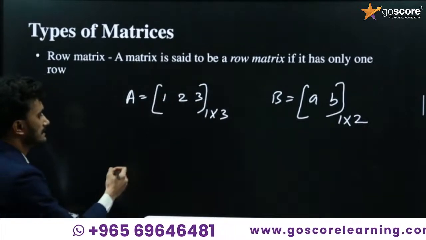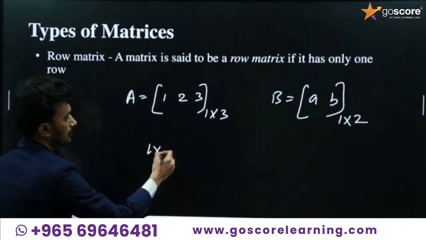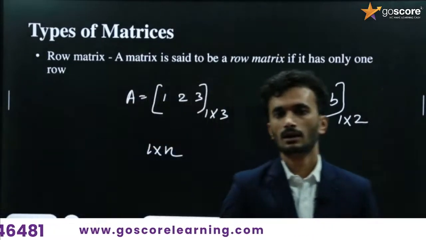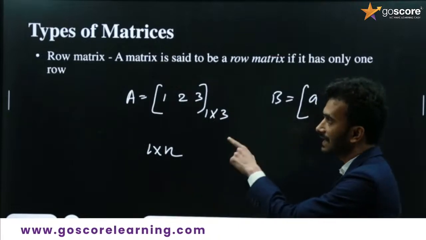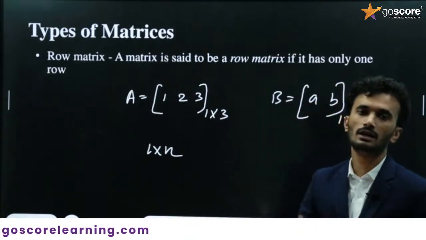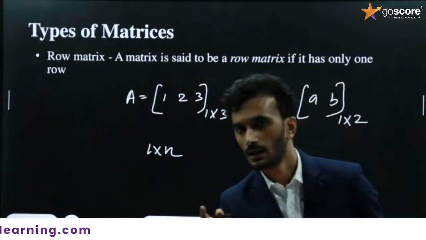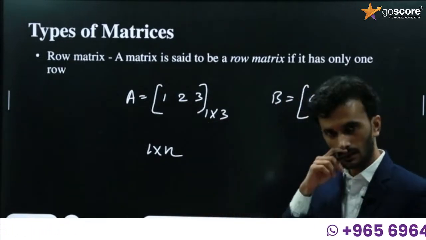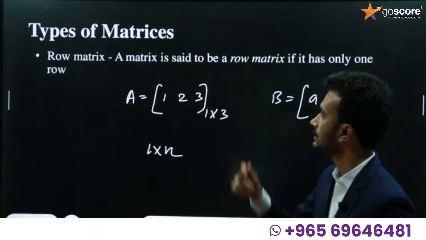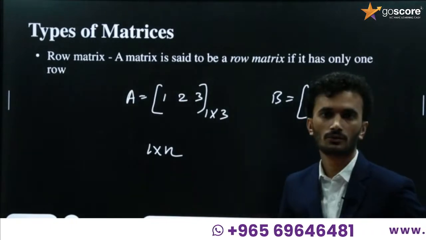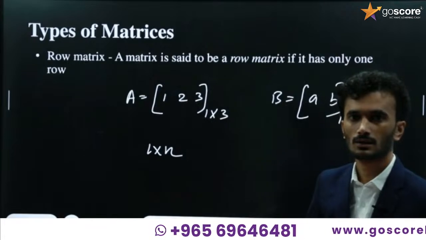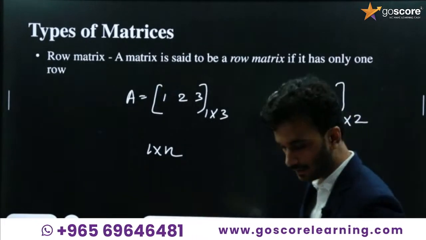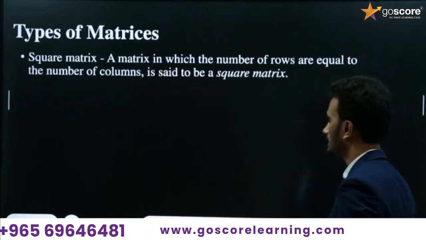So generally, any matrix in the order of 1 by n, we can say that it is a row matrix. Only one row in a matrix is called a row matrix. This is about the row matrix. I think all of you understood this concept. First two, column matrix and row matrix, are very important. Next, types of matrices is very important.